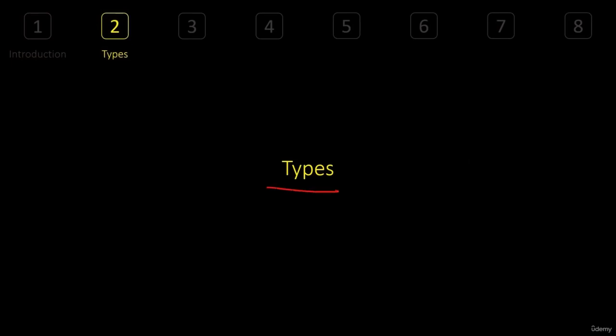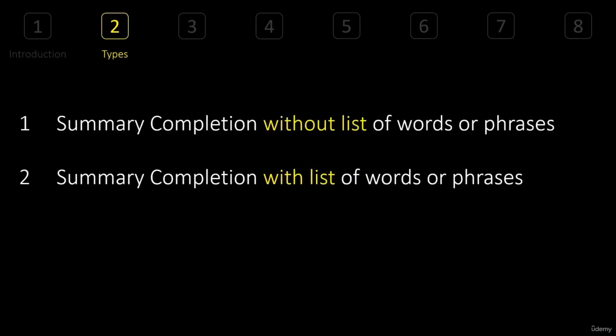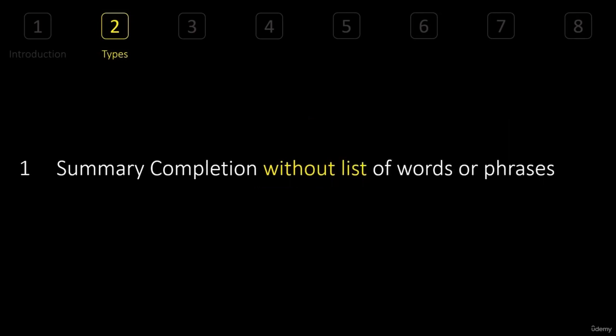There are two types here. The two types are summary completion without a list of words, and summary completion with a list of words or phrases. Now, what is this without a list, with a list? I know this is getting confusing. Showing an example will make it clear. Let's look at the first one: summary completion without a list of words or phrases.